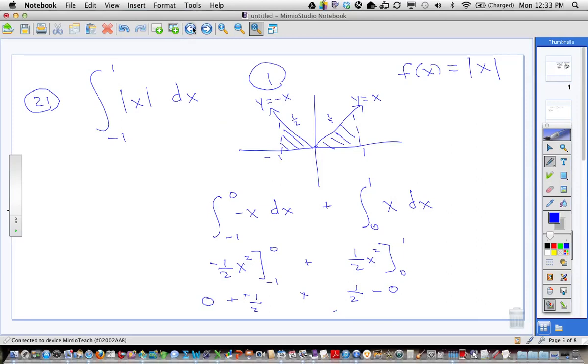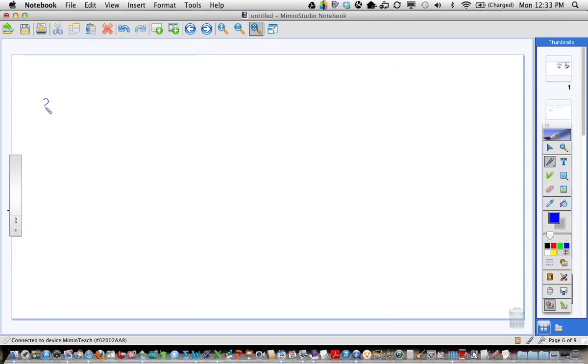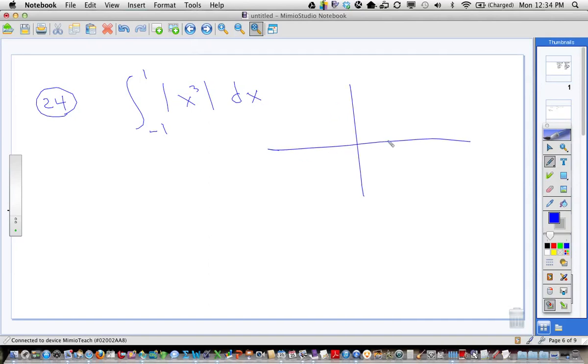Okay, well, let's go to number 24. I told you guys I wasn't going to do number 24, but here we go. Okay, on 24, it says -1 to 1 of x cubed dx. How do you graph x cubed? Well, the same way you graph any absolute value.